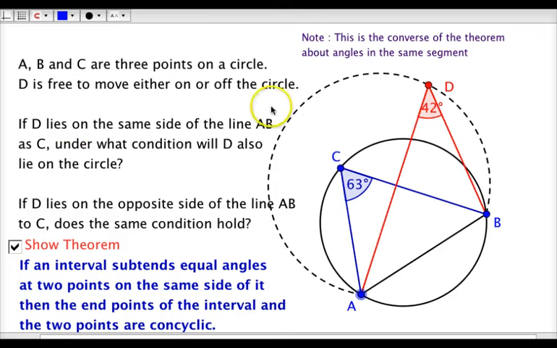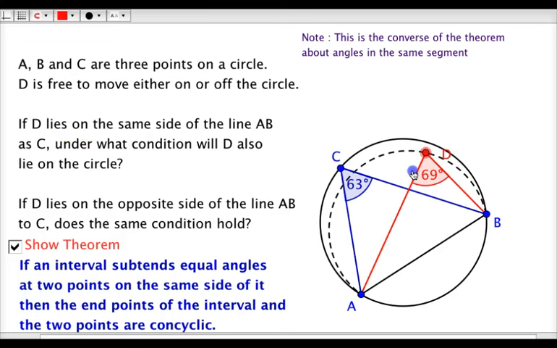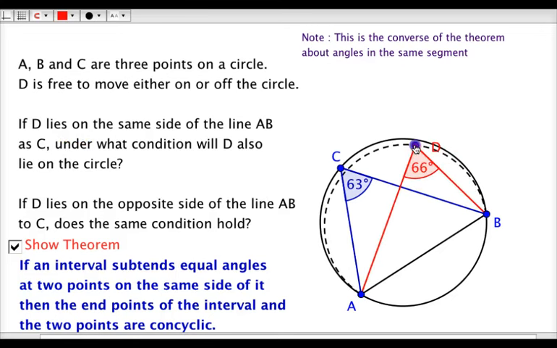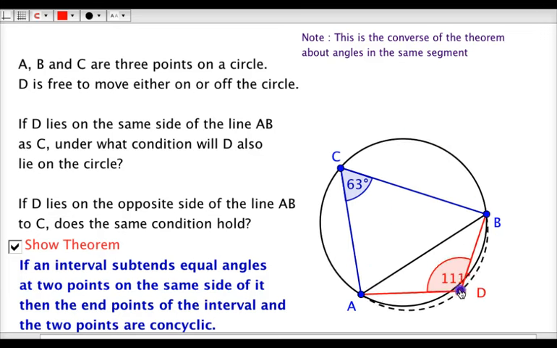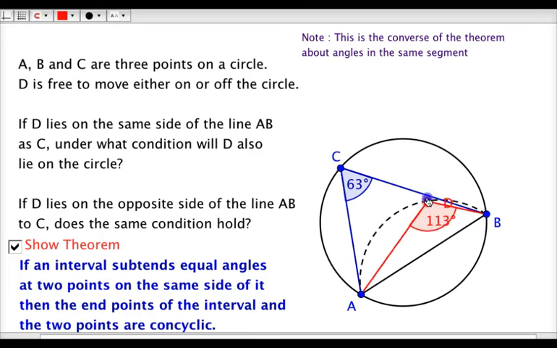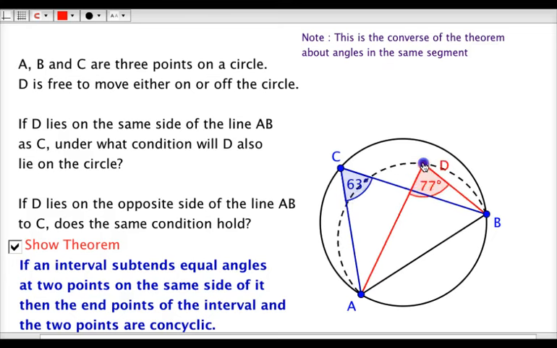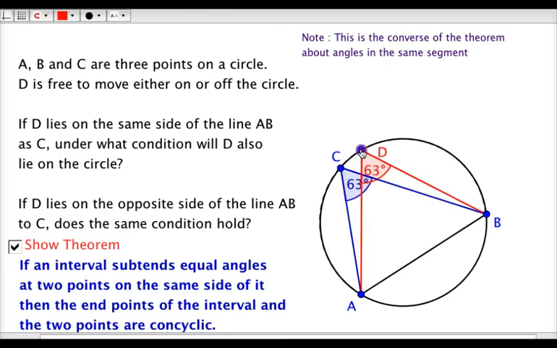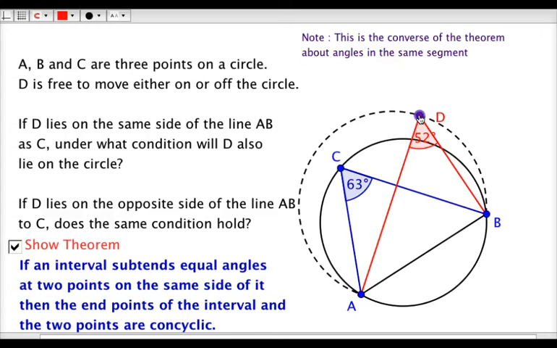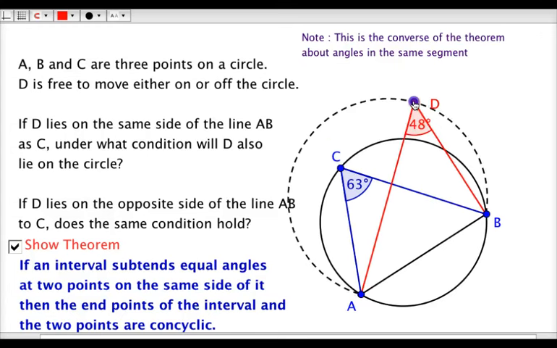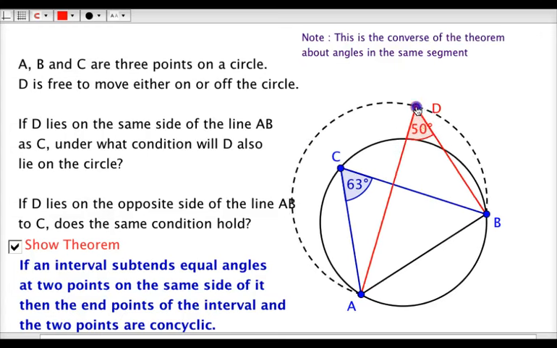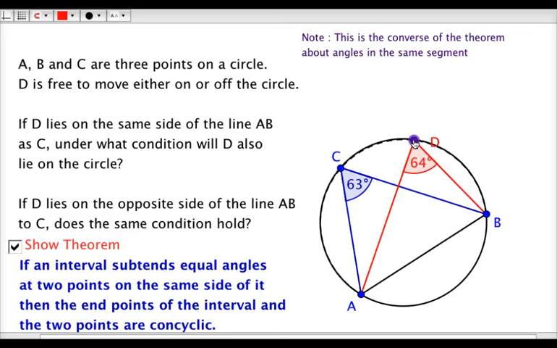Now, if D lies on the same side of AB, see AB? Notice if D's here or D's on the opposite side. Can you see that? So if D lies on the same side of the line AB as C does, under what condition will D also lie on the circle? So I'm going to bring D to the circle and tell me when D's on the circle, what happens? It's the same as the other angle. Isn't that angles in the same segment?